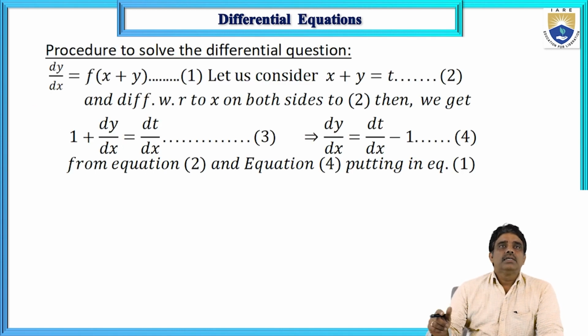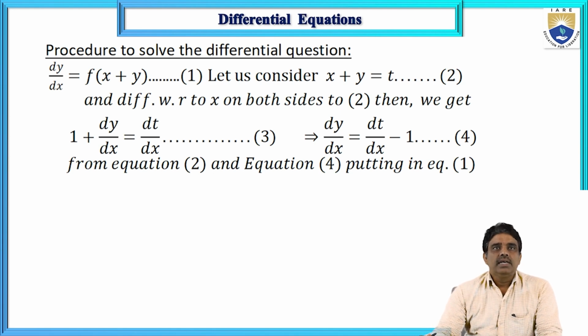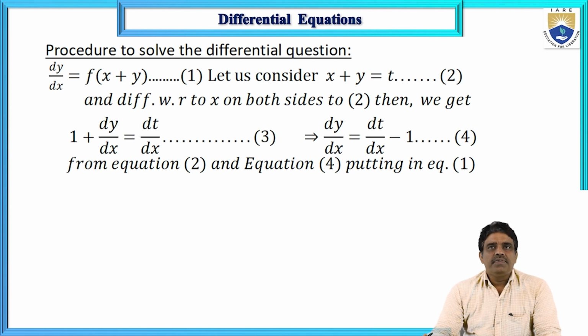So see this. Suppose the given differential equation is dy by dx is equal to f of x plus y. Then put x plus y is equal to t. Then on differentiating equation 2 with respect to x on both sides, we'll get x derivative 1 and y derivative dy by dx. So the left hand side will be 1 plus dy by dx is equal to the right hand side dt by dx. Or dy by dx can be written as dt by dx minus 1.